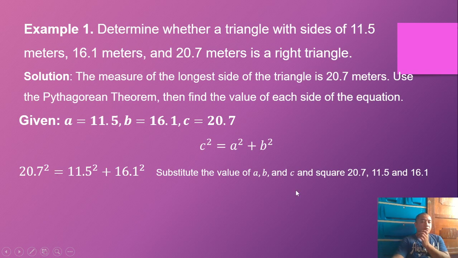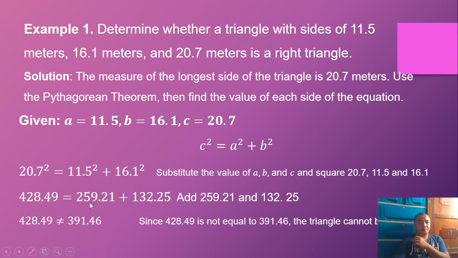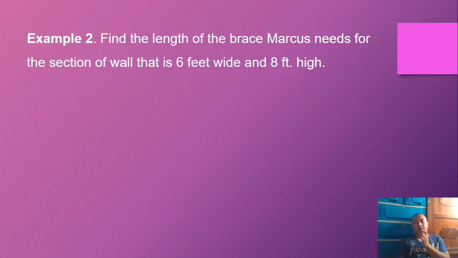So 20.7 squared equals 11.5 squared plus 16.1 squared. 20.7 squared is 428.49. 11.5 squared is 259.21. 16.1 squared is 132.25. Add this. 428.49 is not equal to 391.46. So these sides of a triangle cannot be the sides of a right triangle, because they are not equal using the Pythagorean Theorem.